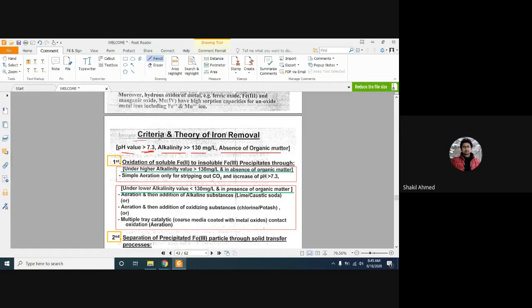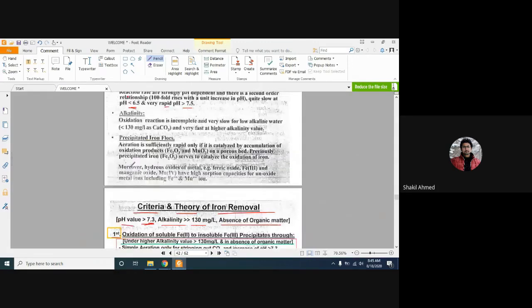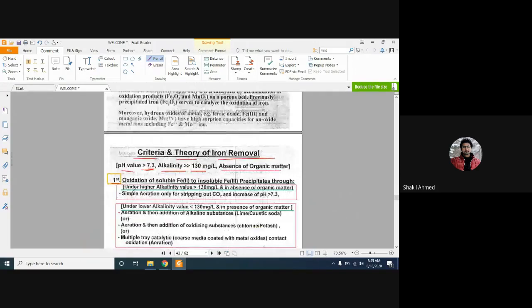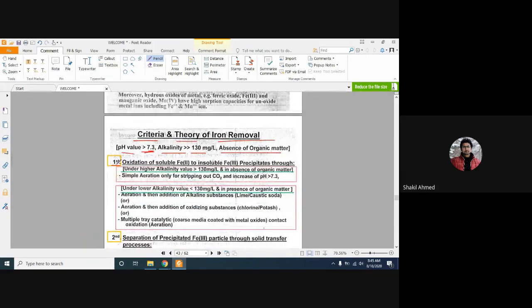So, criteria and theory of iron removal. First of all, what happens is oxidation of soluble, this is aqueous, soluble ferrous to insoluble ferric plus 3, which precipitates. Through how? Simple aeration, only for stripping out carbon dioxide and increasing pH value.